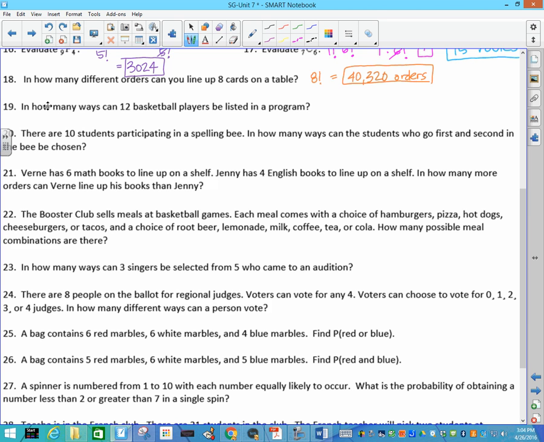Okay. How many ways can 12 basketball players be listed in a program? Is it a different way to list it if I change the order? Absolutely. So again, 12, 11, 10, 9, 8, 7, 6, 5, 4, 3, 2, 1, or 12 factorial. 12 factorial is a really large number. 479,001,600 ways.